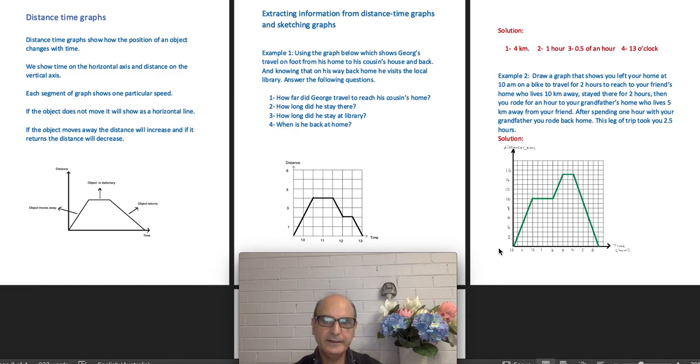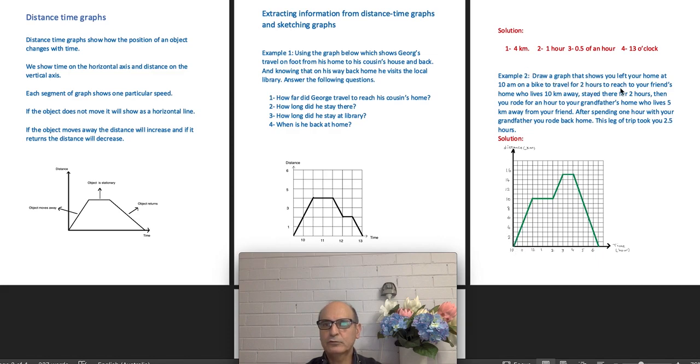All right, again, at 10 o'clock, as we said, we got to put the time on the horizontal axis and the distance on the vertical axis. And we're measuring the distance from your home. So at 10 a.m. you are still at home. So at 10 a.m. the distance is 0.